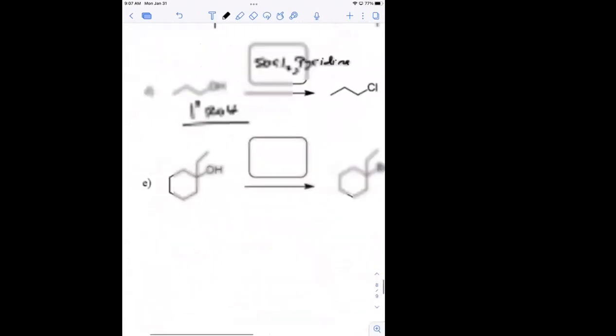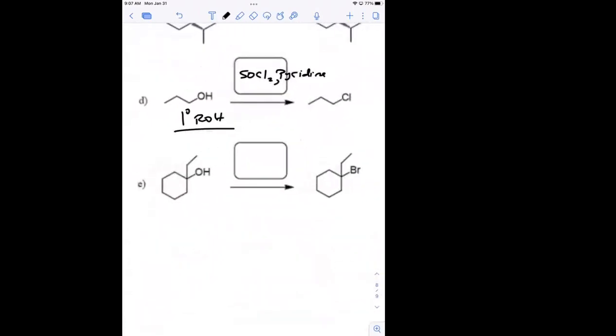Good. All right, what about E? Whatever you pick, tell me why you picked it. Would it be HBr? Good. Why did you pick that? The alcohol is tertiary. So, tertiary alcohol.